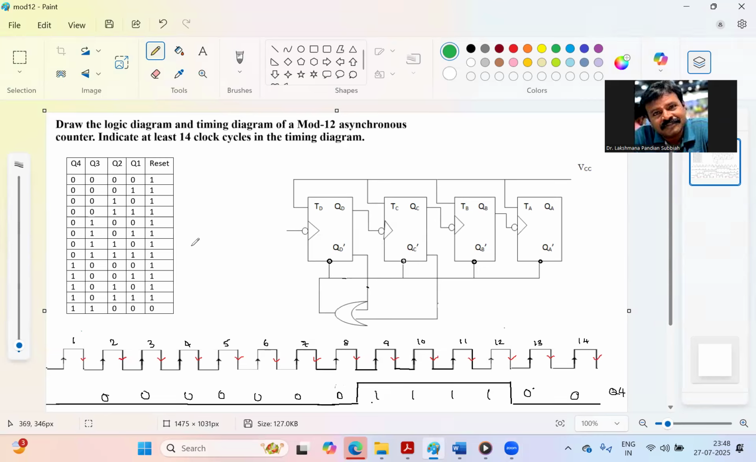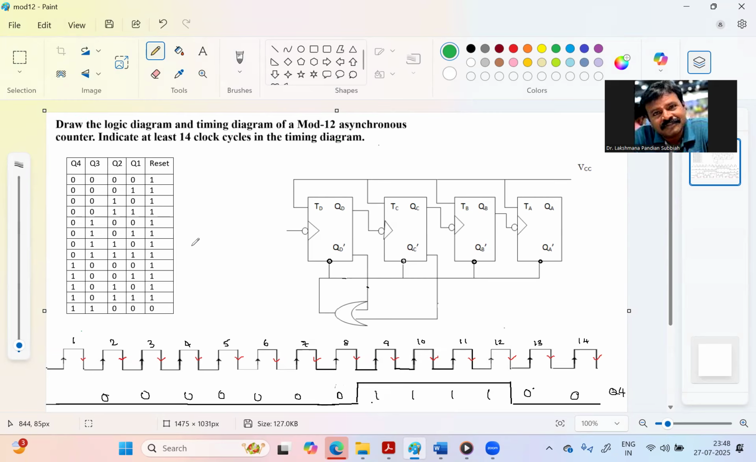Good morning, students. In this lecture, we are going to solve a problem in the design of logic circuits. The problem is: draw the logic diagram and the timing diagram of a modulo 12 asynchronous counter. Indicate at least 4 clock cycles in the timing diagram. Right. Now here, how do you design?